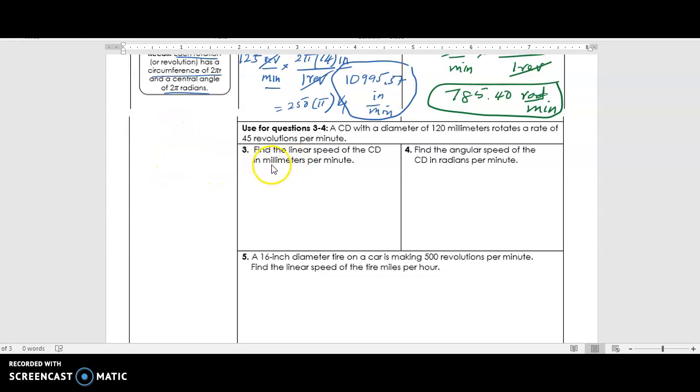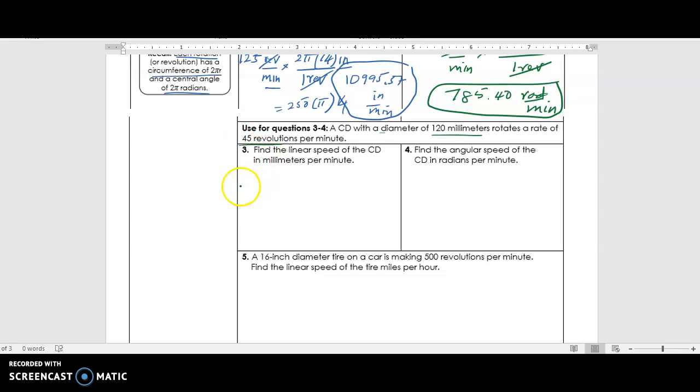So let's start with the third question. We did these two above before. So remember the dimensional analysis approach. That's the best way to solve these problems. So we have the question here, a CD with a diameter of 120 millimeters rotates at a rate of 45 revolutions per minute.